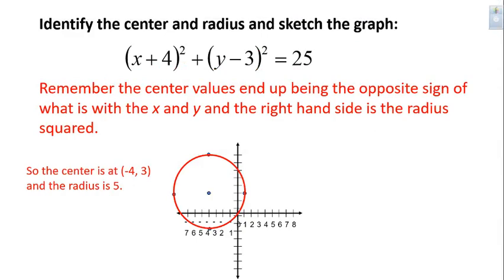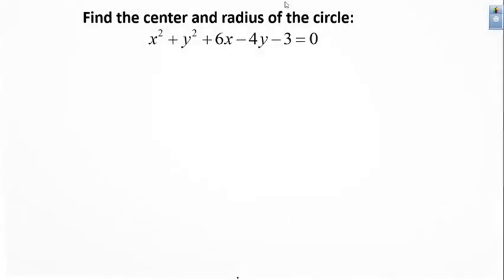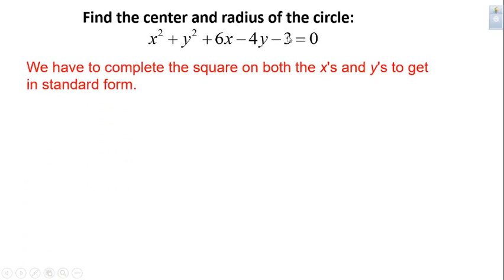Now let's go into something a little bit more challenging. In this case, we're going to find the center and the radius of this circle. I'm not going to plot this one, but you can plot it from there. Well, we're going to first complete the square. So we're going to first move the 3 to the right side by adding 3 to both sides. Then I'm going to put the 6x next to the x squared and the negative 4y next to the y squared.